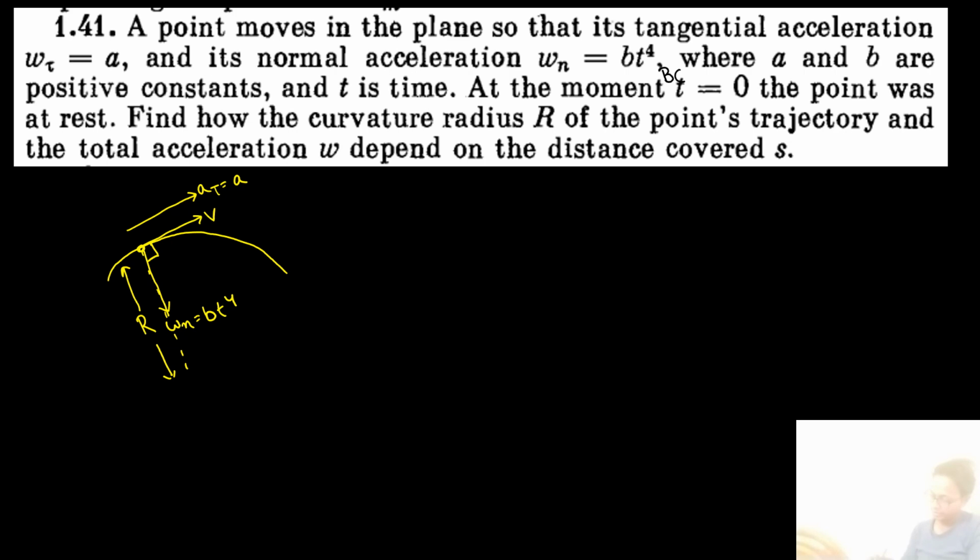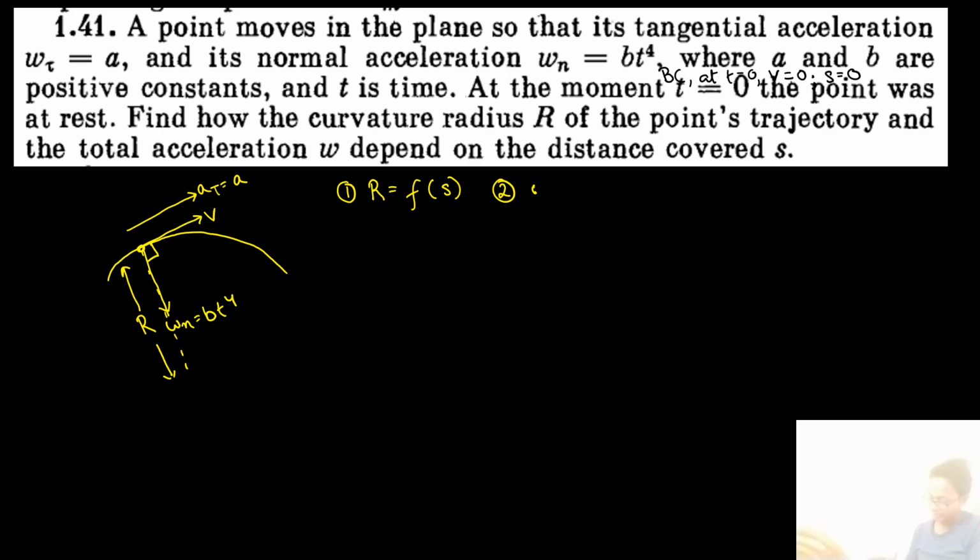So boundary conditions at t equals 0: v equals 0, or initial velocity equals 0, and initial displacement equals 0. The question is asking, find how the curvature radius r of the point trajectory and total acceleration depend upon the distance covered s. That means find the value of r as a function of s, and find the value of total acceleration.